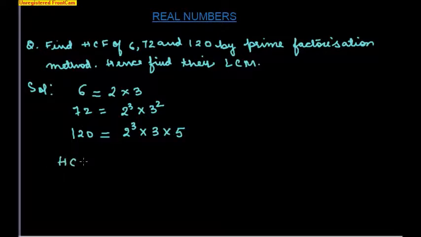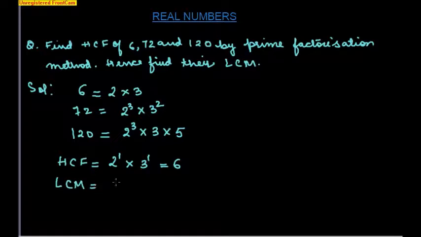Now we find the HCF. As I told you, we take the factors which are common. Because we are finding the HCF of three numbers, we take the factors which are common in all three, which are 2 and 3. These are the two numbers common in all three numbers. The least power of 2 is 1 and the least power of 3 is 1. As you multiply, you get 6.